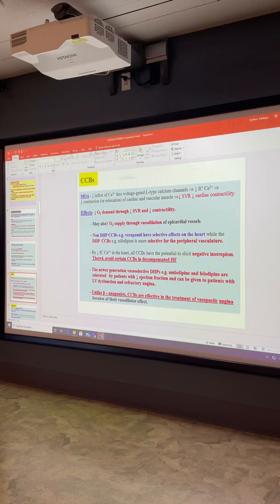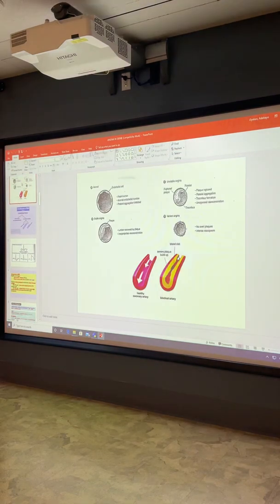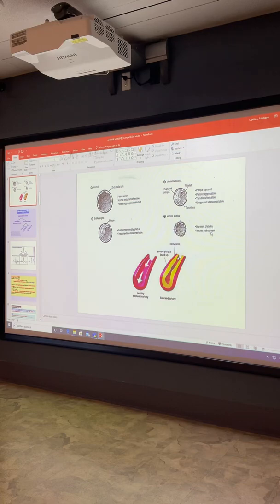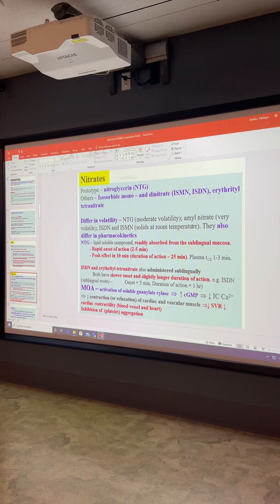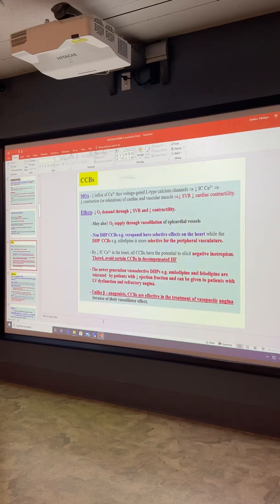Now, how are the CCBs different from the beta blockers? They are effective in the treatment of vasospastic angina. Vasospastic angina is that one that I told you just has excessive vasospasm. There is no plaque, nothing. The vessels are just prone to excessive vasospasm. So in this case, the CCBs are better than the beta antagonists because they go straight to deal with that vasospastic angina because of their vasodilator effect.